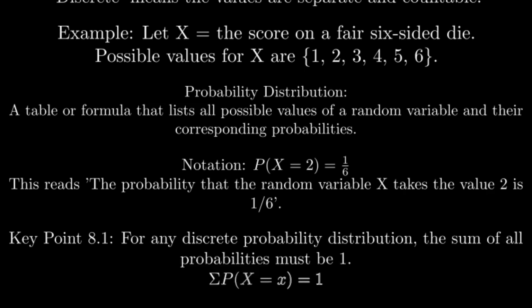And here is the first and most fundamental key point. For any valid probability distribution, if you add up the probabilities of all the possible outcomes, the total must be exactly 1. This makes sense because one of the outcomes has to happen. The Greek letter sigma here just means sum up. This rule is incredibly useful as it allows us to check our work and even find missing probabilities, as we'll see in a moment. Let's apply these ideas to a concrete example.